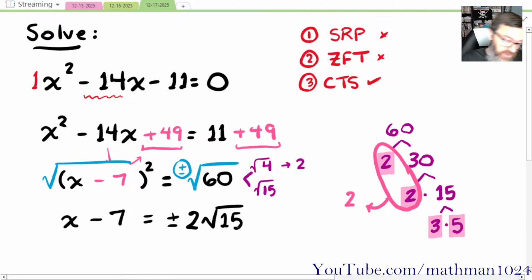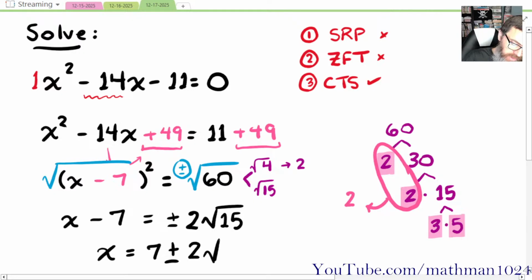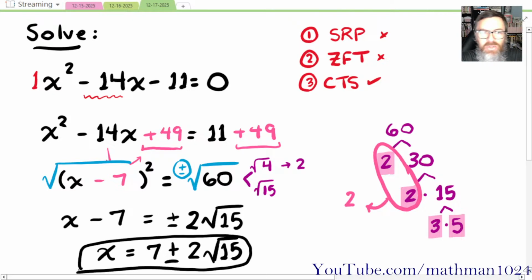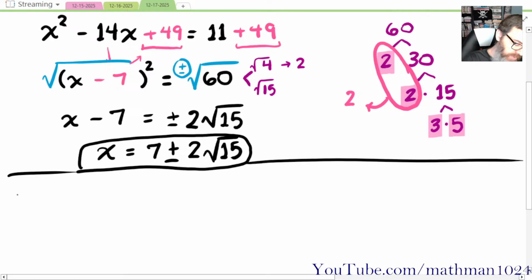And then to finish this, we're going to move the 7 to the other side, so it becomes positive 7 plus or minus 2 times the square root of 15. So the same stuff that we were looking at yesterday. Oh no, there's a fun problem that we should do. Should have done this yesterday. But you know what? Today's a new day. So now is a good time to do it.